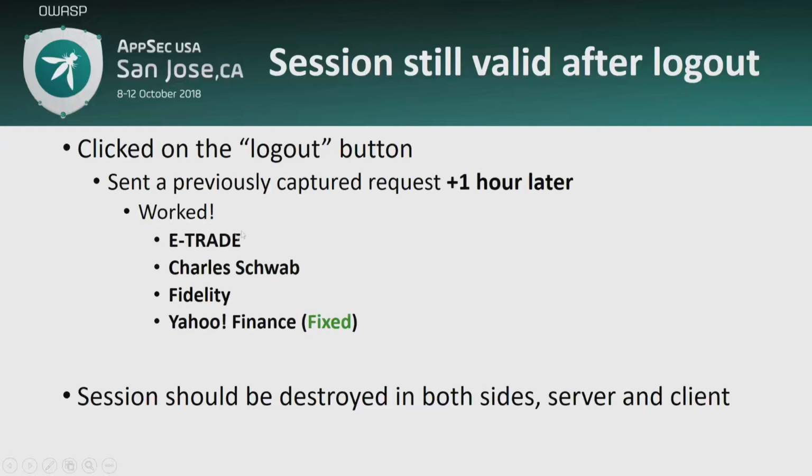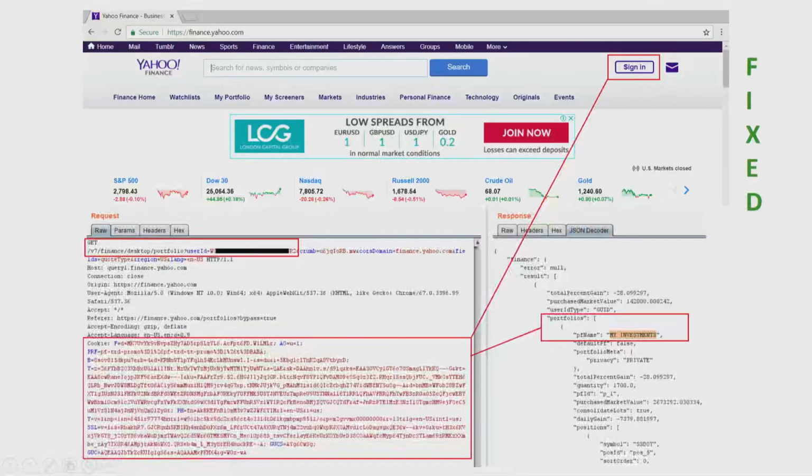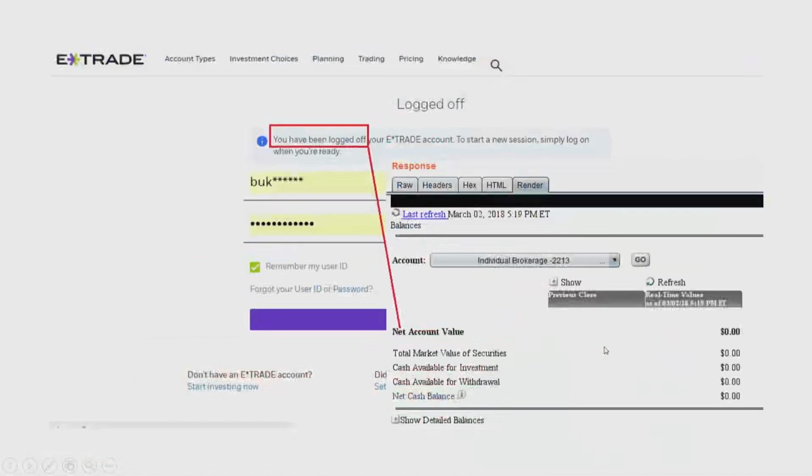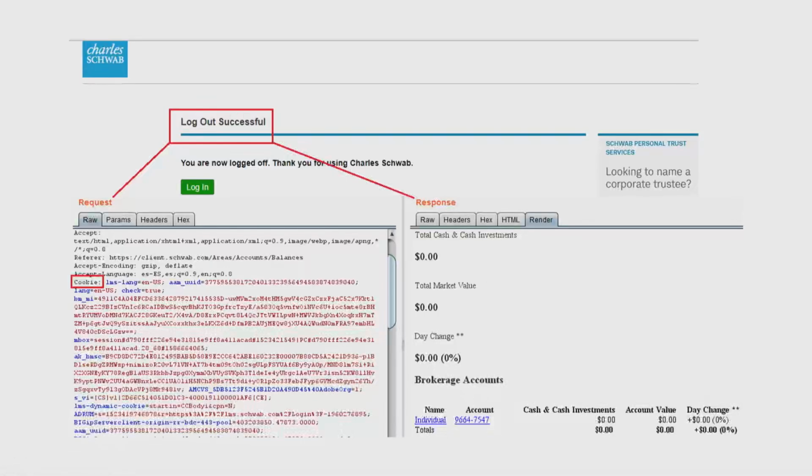For example, on E-Trade, which are big names, E-Trade, Charles Schwab, Fidelity, Yahoo Finance, they fixed it already. They had this problem. I'm logged out. I sent a previous request, and I was able to retrieve data. E-Trade, you have been logged off, but on Burp, I sent a previous request, and it worked. Charles Schwab had the same problem too.